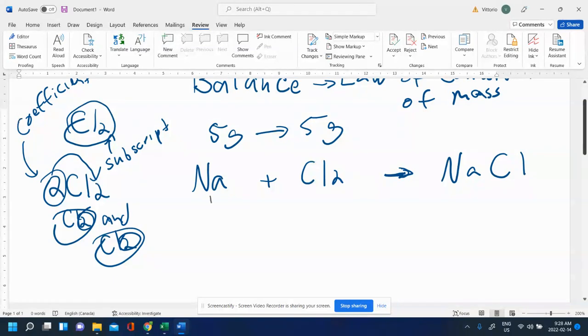So for sodium, we have 1. For chlorine, we have 2. On the right side, for sodium, we have 1. For chlorine, we have 1. Notice it's not balanced because our chlorine is off. We need to have 2 chlorines on this side here, but we don't.